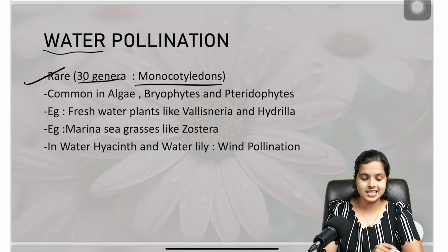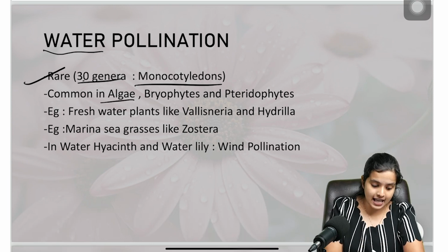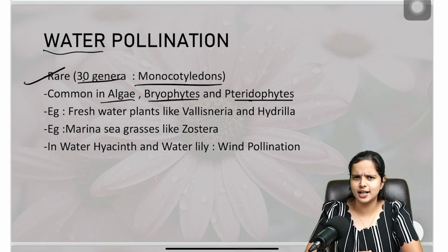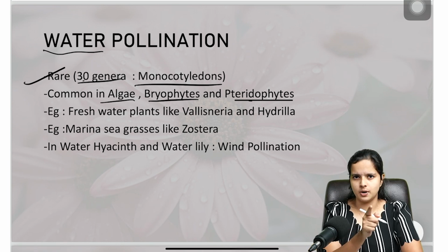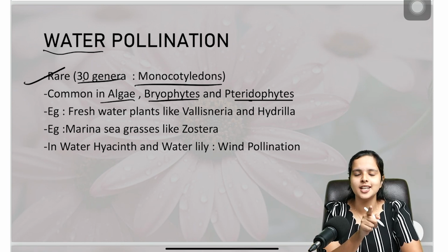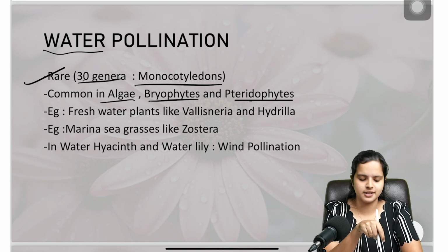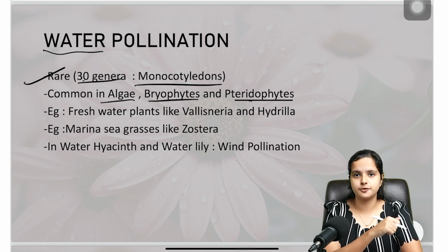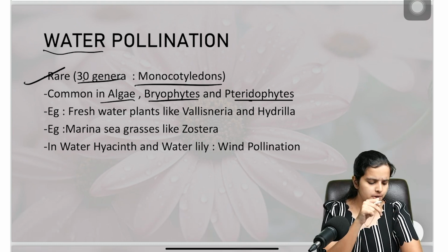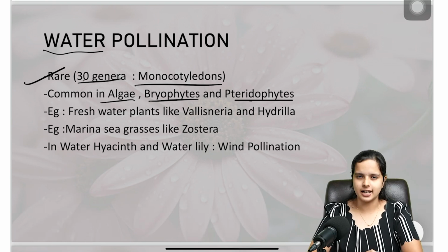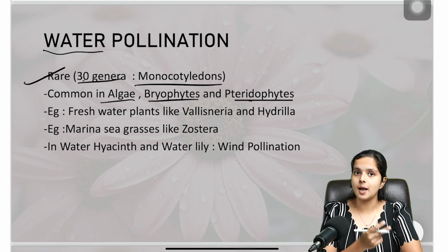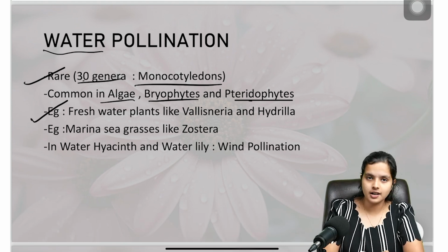In most cases, water pollination is common in algae, bryophytes, and pteridophytes. You've already heard about algae, bryophytes, and pteridophytes, if I'm not wrong, in +1, in your third chapter, the plant kingdom. All these have water pollination as a common method for transferring pollen grains. But in angiosperms, it's comparatively rare. In this chapter, we are learning about the sexual reproduction of angiosperms. Water pollination can also happen in two types of water: fresh water and marine water.